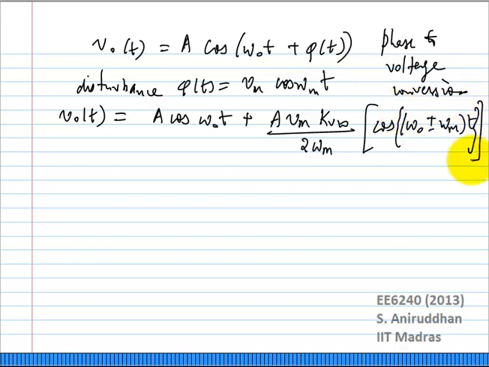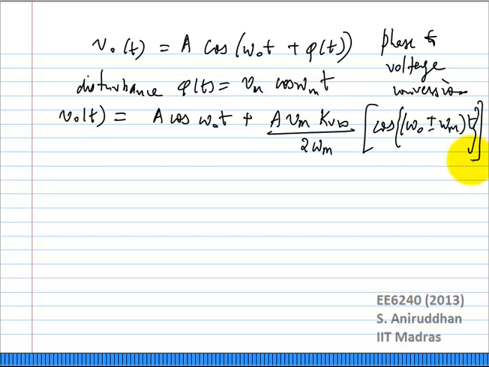In other words, if your phase disturbance was a sinusoid, then you will get your fundamental carrier plus two things at omega naught plus or minus omega m. In other words, you will get two sidebands. In reality you will not only get two sidebands, you will actually get multiple sidebands whose power will keep reducing, but we will look at only the first set of sidebands.